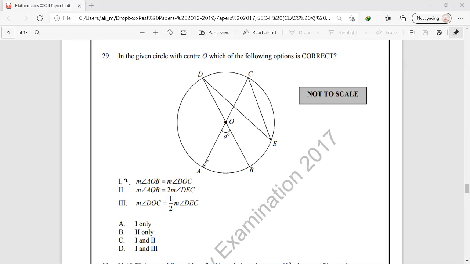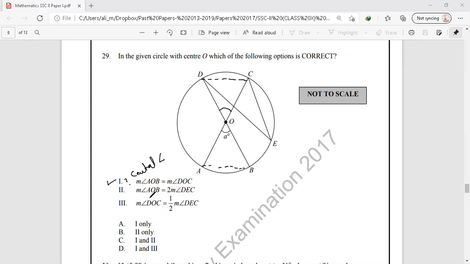So let's say we have a chord formed by these points AB. AOB is the central angle and measurement angle DOC. This is also the central angle that is formed by the chord DC. So as we can see, these two angles are equal because these two angles are formed by the intersecting points of two straight lines. So the first condition is true.